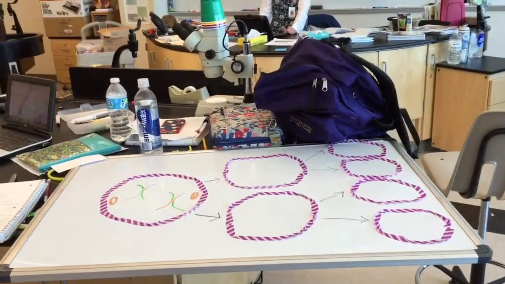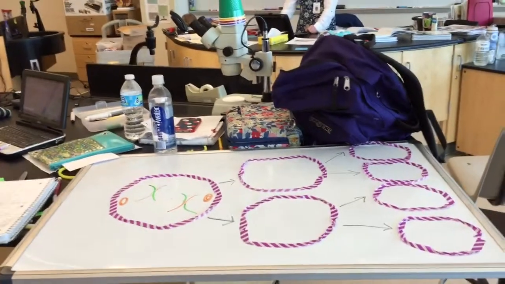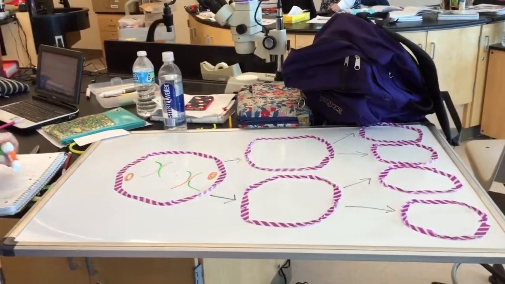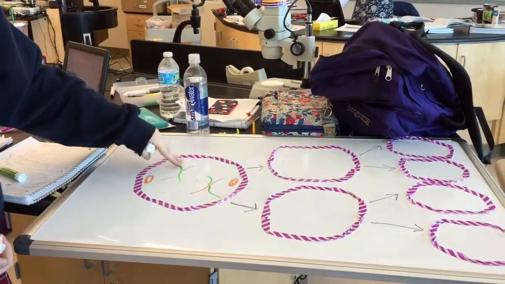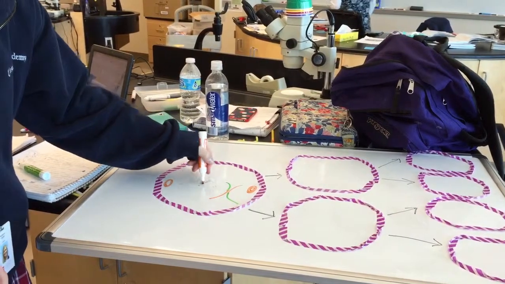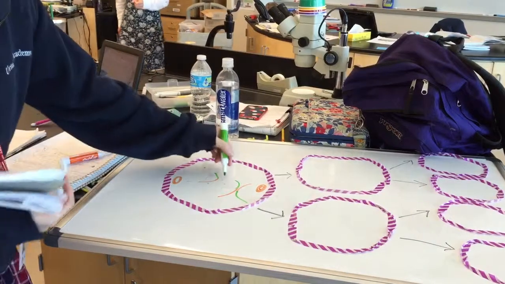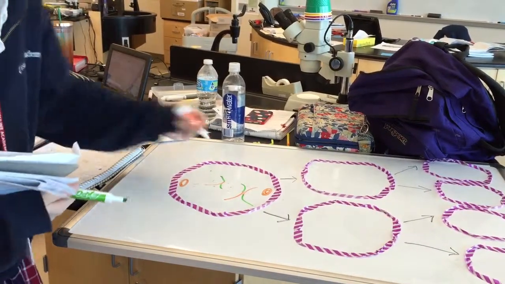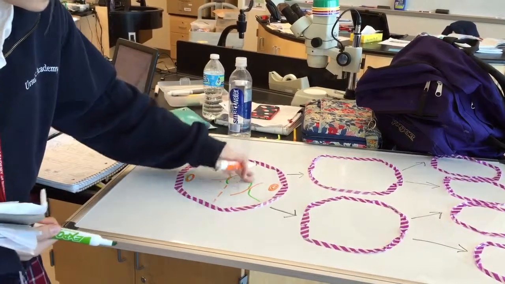So after prophase 1 is metaphase 1, and metaphase 1 is when the chromosomes move towards the middle in their pairs. So there's 2 for each pair, and they line up with the metaphase side.